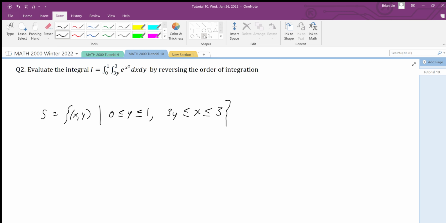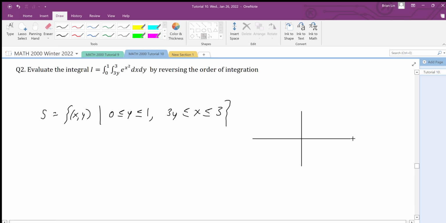So the first thing we should do is draw it out, because this is very drawable. So y is less than or equal to x over 3, and x is less than or equal to 3. Let's consider the line y equals x over 3. That's a straight line like this. By this bound, we're interested in everything below the line. And by this bound, we're interested in everything where the x value is less than or equal to 3.